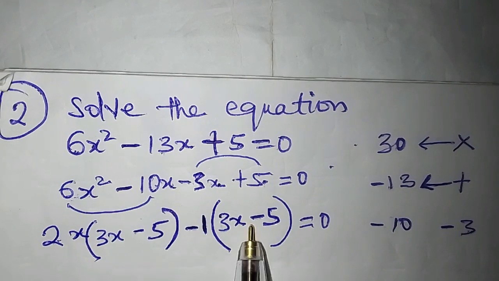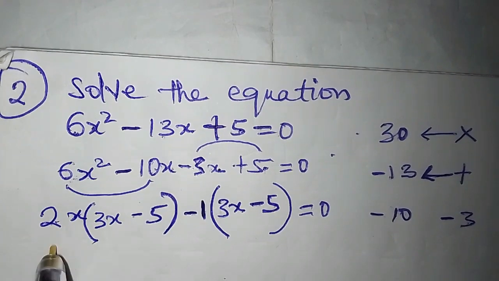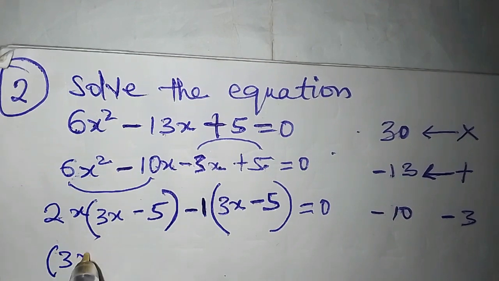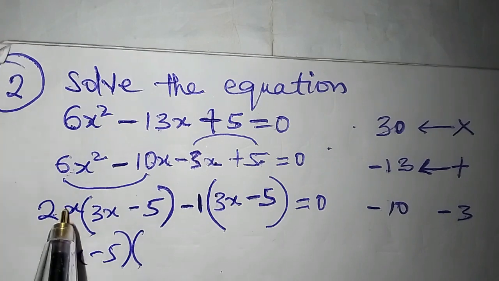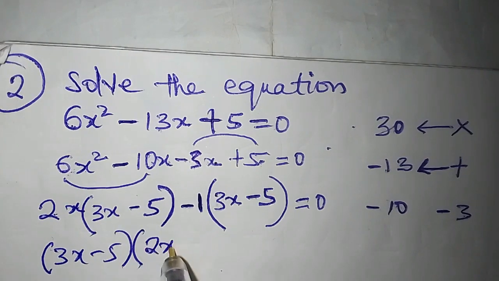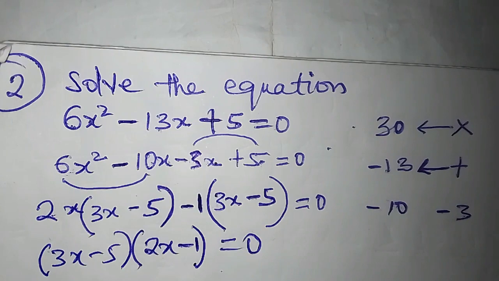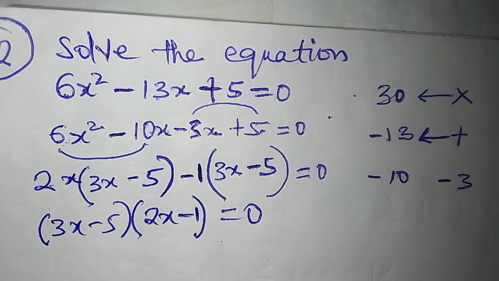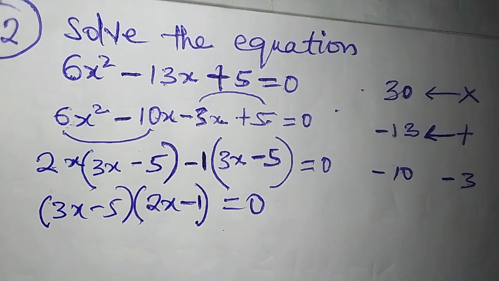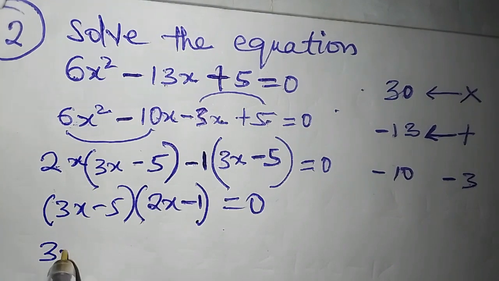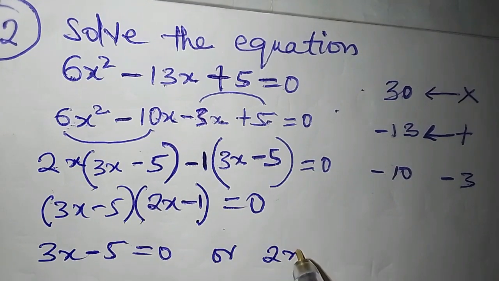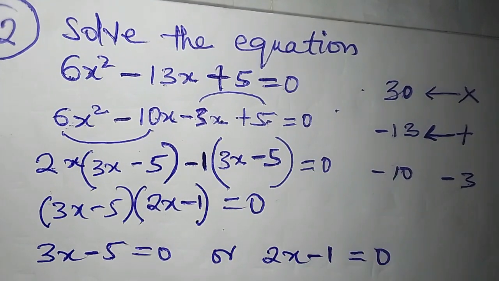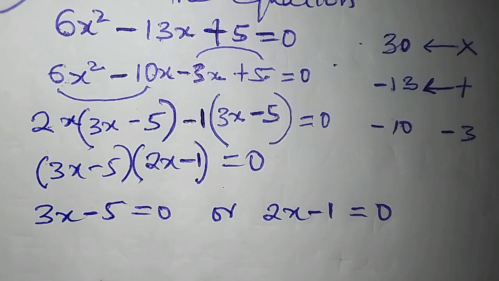Now, the brackets are the same. So, I'll bring one of them out, 3x minus 5. Then, form another bracket with 2x minus 1 equal to 0. And if the product of two numbers is equal to 0, it means that any of the numbers is equal to 0. And so we have that 3x minus 5 is equal to 0, or 2x minus 1 is equal to what? 0. So I will solve these two equations.